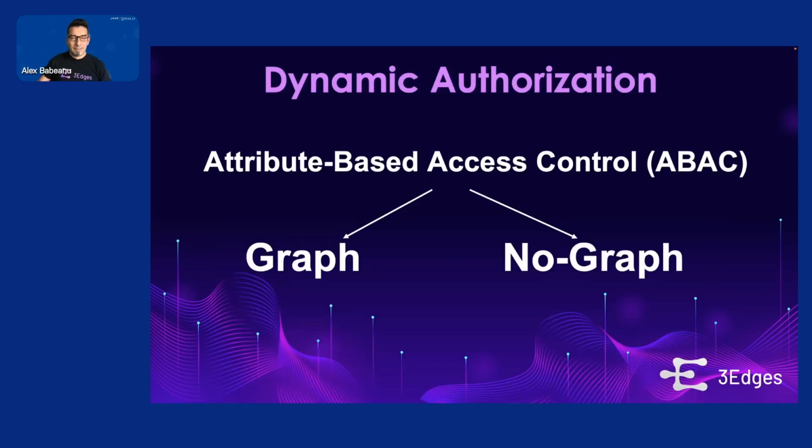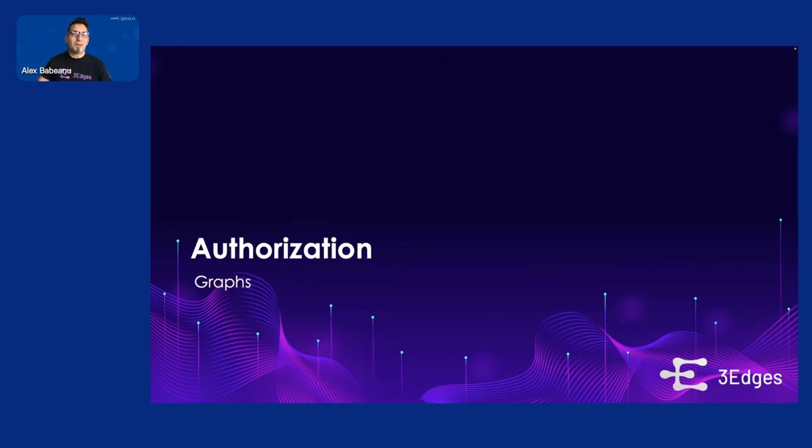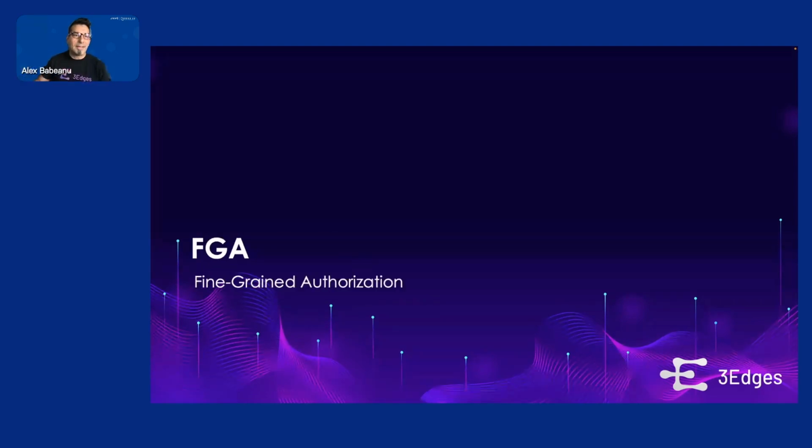Given that, there are essentially two ways to do it. One is not to use graphs, and one is to use graphs. And that's what we're going to talk about today at last. So how do you use graphs for authorization? Now, there's various ways to do that, but back in 2019, something pivotal happened in our space. It's called fine-grained authorization, or FGA.